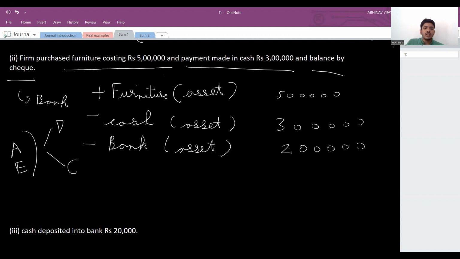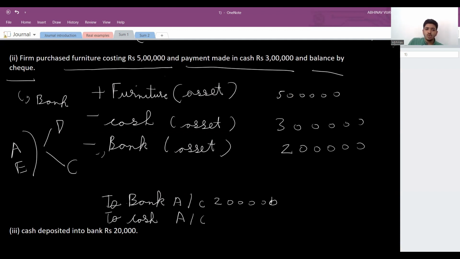Now, let's start from this side. Bank gets reduced. Bank is an asset. The format for credit: to bank account credited 2 lakh rupees. Then to cash. Cash is also an asset, and when an asset reduces it will be credited. Format for credit is to cash account 3 lakhs. It can be in any order. Double entry system conditions only need to be satisfied.